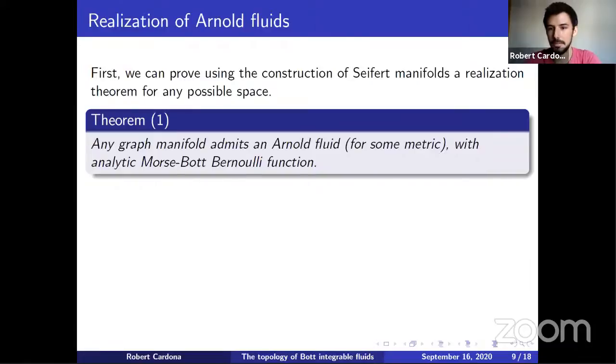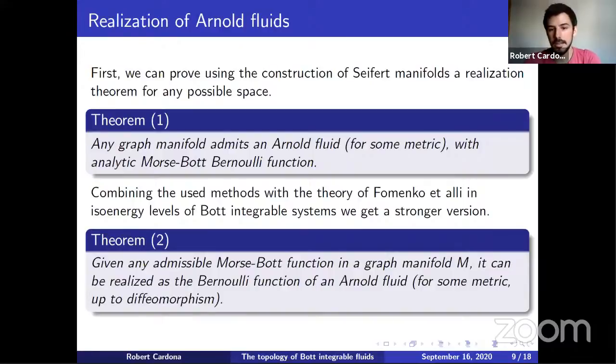Arnold fluid means non-vanishing solution with an analytic Morse-Bott function, okay? Then is when the symplectic geometry comes into play to help improve this theorem into a much stronger version, which comes by using the methods of Theorem 1 with the theory of Fomenko and his collaborators about isoenergy level sets of Bott integrable systems.